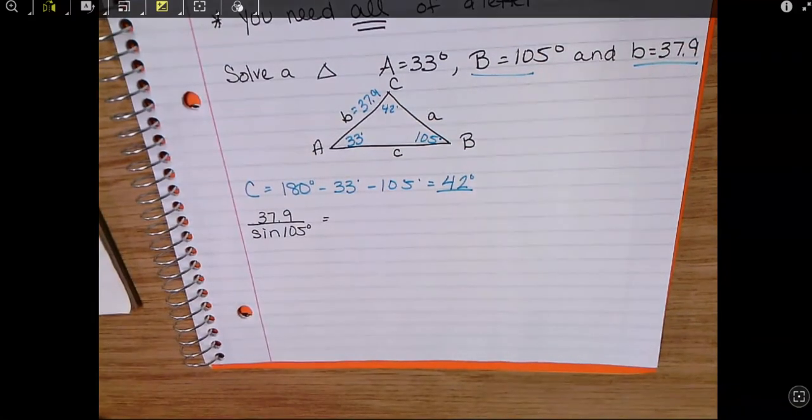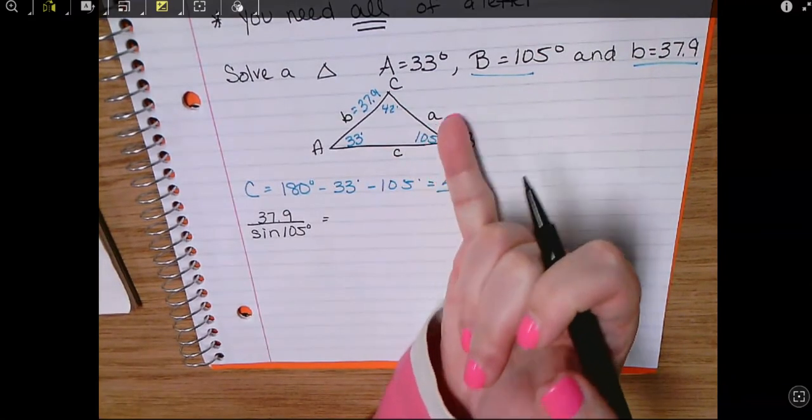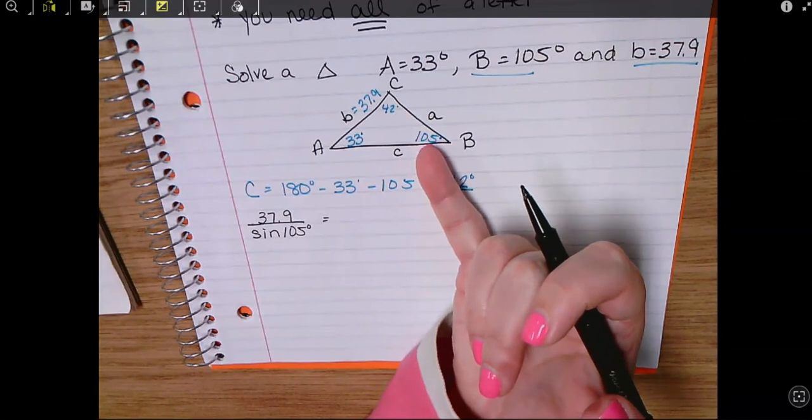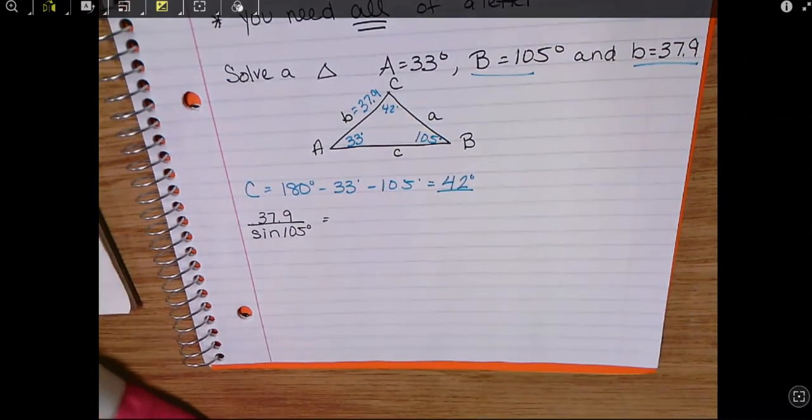Now here's where we got to choose. Do we solve for little a first, or little c first? Does it matter? And the answer is no. But I'm a creature of habit, so if you can't choose, A comes first in the alphabet, so let's find little a.